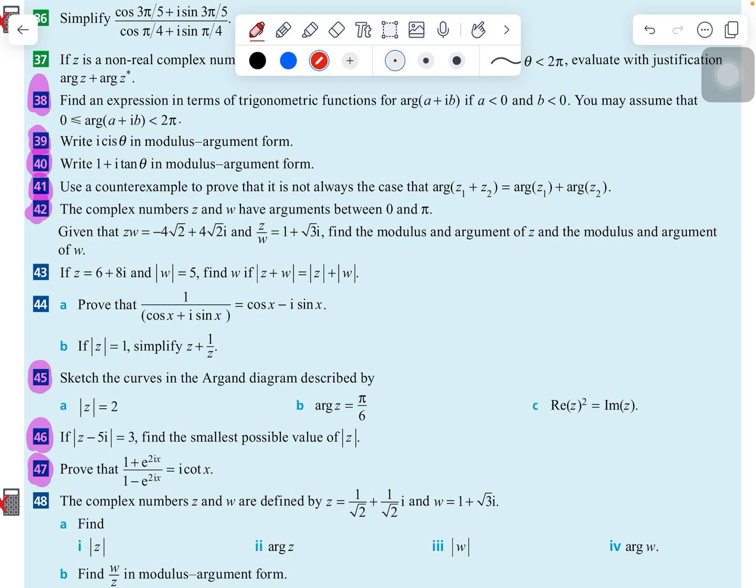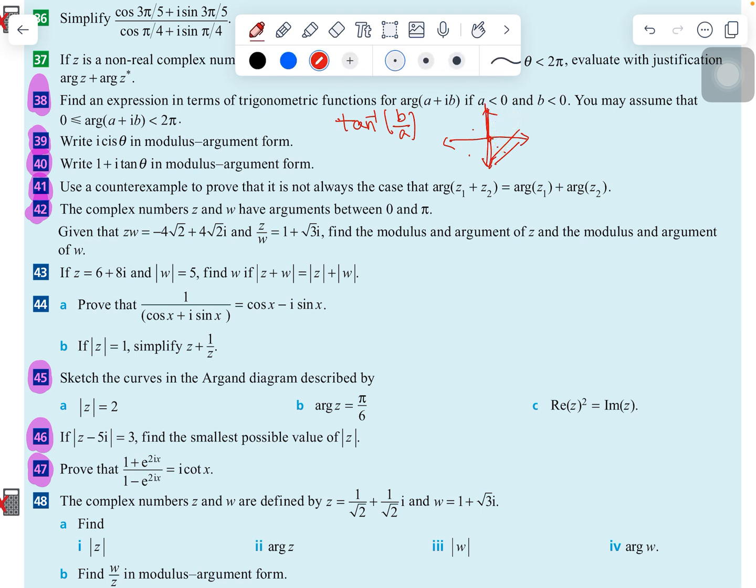Number 38. The expression in terms of trigonometric functions for the argument of a plus bi. Generally, the argument of a plus bi can be found from arctangent, imaginary over real. But the problem is the range of arctangent is only from negative pi over 2 to pi over 2, which means we can have all types of complex numbers, in quadrants 1, 2, 3, 4, but arctan gives the argument only for the right side, because negative pi over 2 to pi over 2.